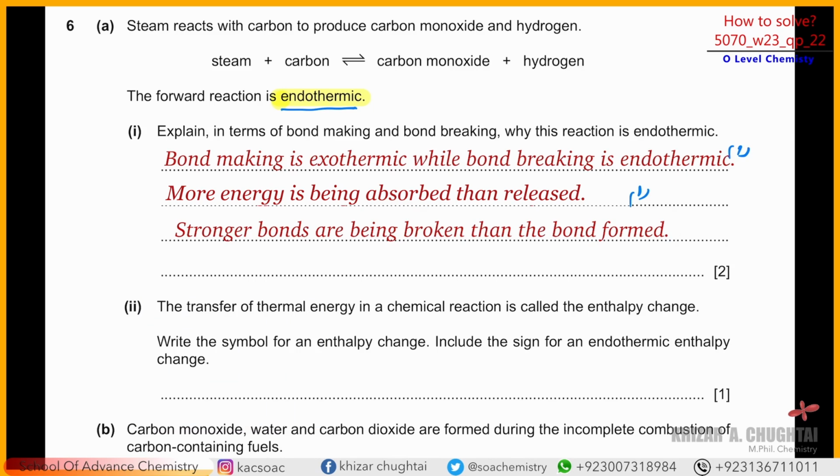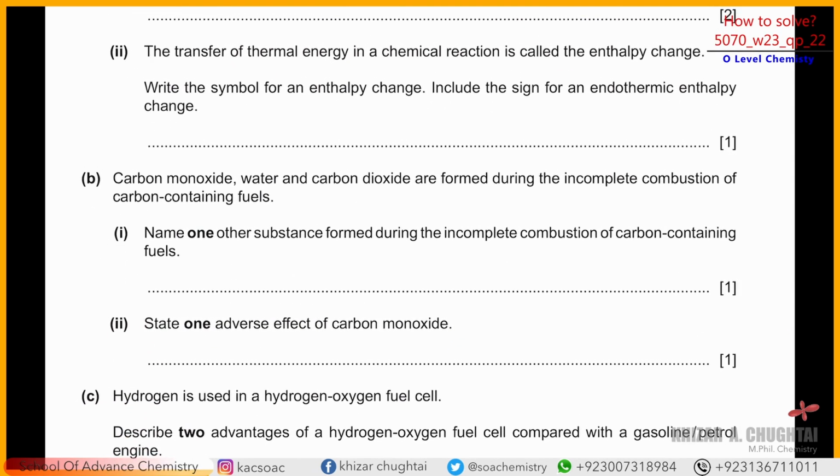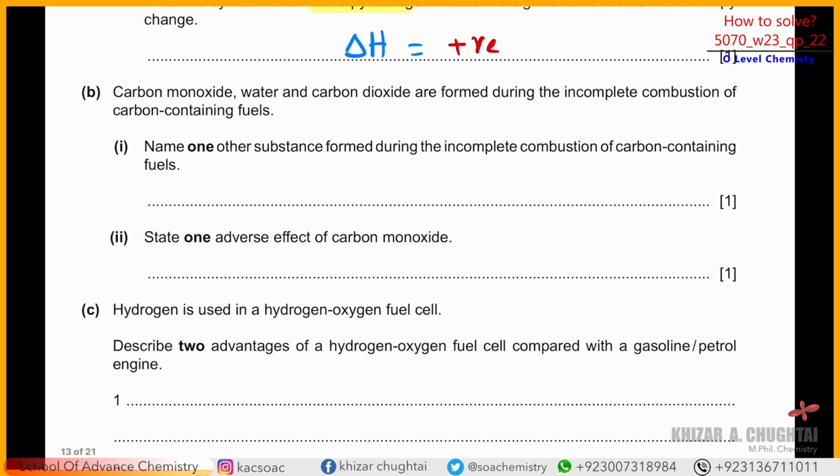So, this is the appropriate way to write the answer for this question. Now, the next one, part 2: the transfer of thermal energy in the chemical reaction is called enthalpy change. Write the symbol for the enthalpy change, include sign for endothermic enthalpy change. Delta H is said to be enthalpy change and its sign is positive in case of endothermic reaction.